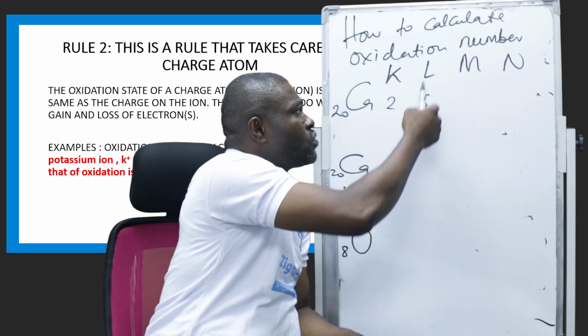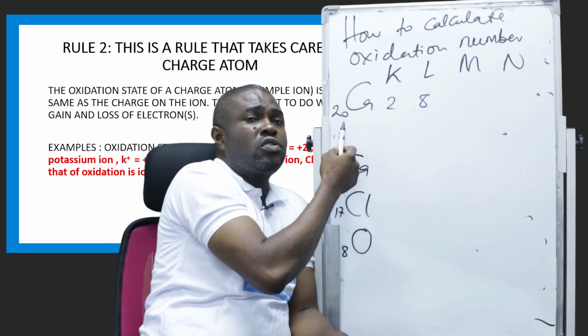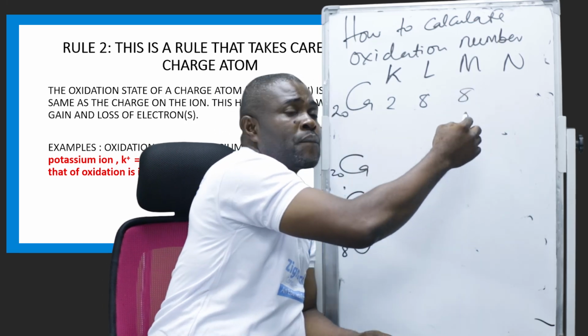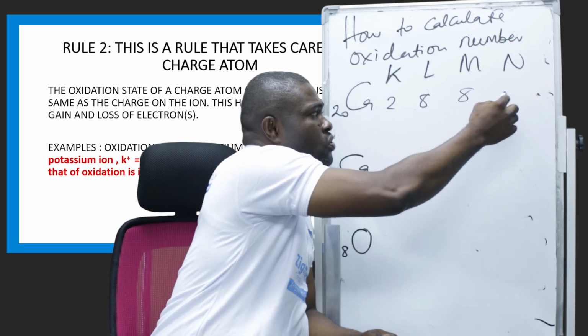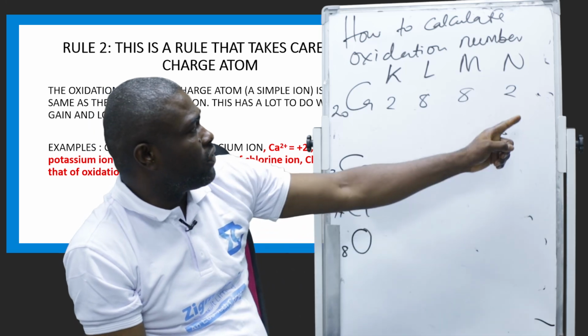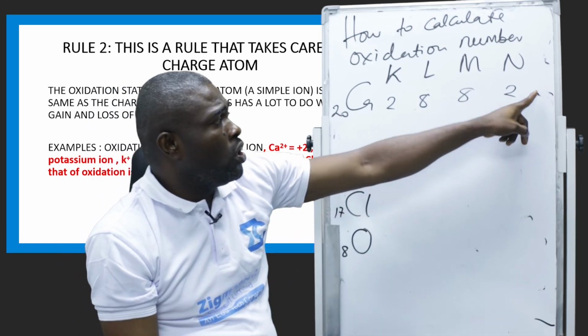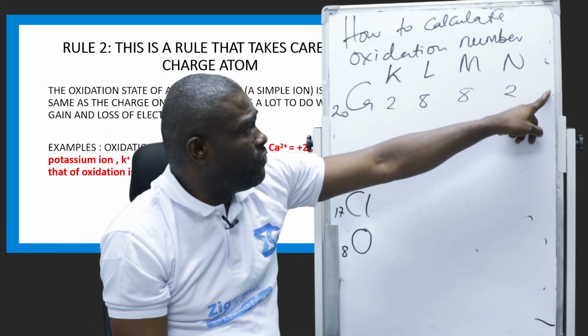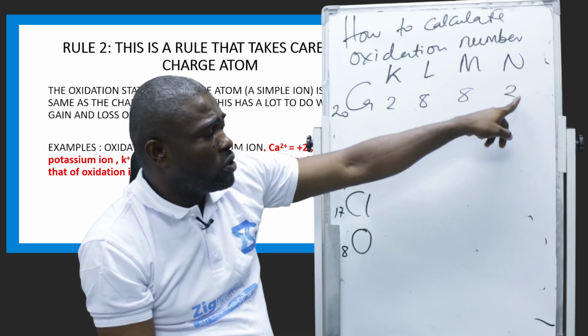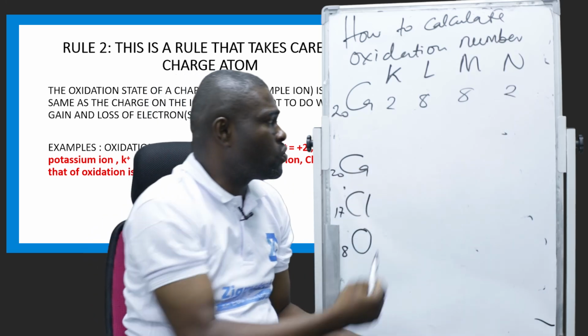So if I give 8 to L, I have consumed how many electrons out of 20? That is 10. So I will put the next 8 here, right? And the remaining 2. How many electrons do we have at the last shell of calcium? That is 2. So calcium will always find it very difficult to look for 6 electrons rather than to lose 2. So it will actually lose 2 electrons.